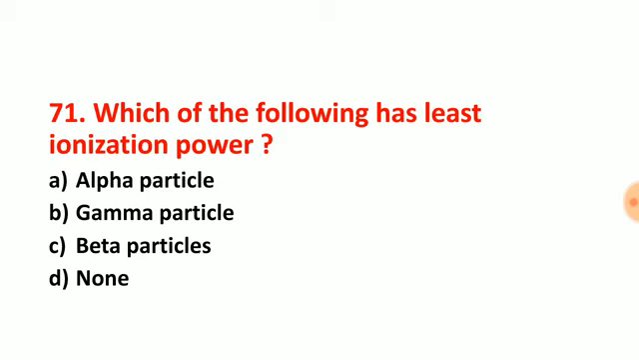Question number 71. Which has the least ionizing power? Ionizing power means the ability to ionize other substances in contact with the particle. In this case, alpha particle can ionize the maximum number of molecules because its size is very high. When it passes through any medium, it touches the maximum number of molecules and ionizes them. So the least ionizing power will be for gamma, because it touches very few molecules, so it ionizes the least amount of molecules. So ionizing power is least for gamma and maximum for alpha particle.